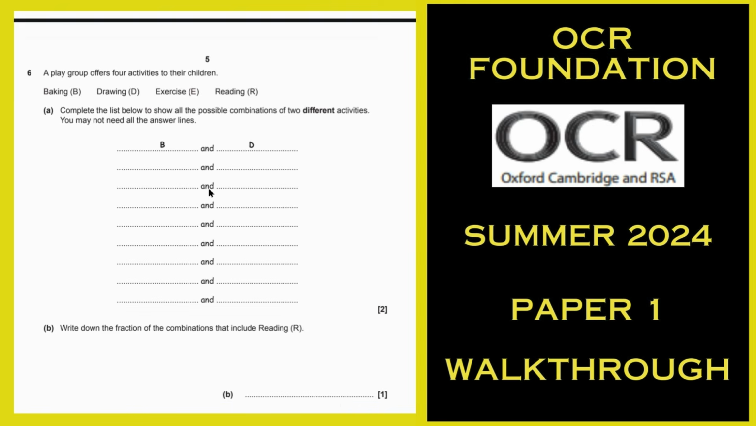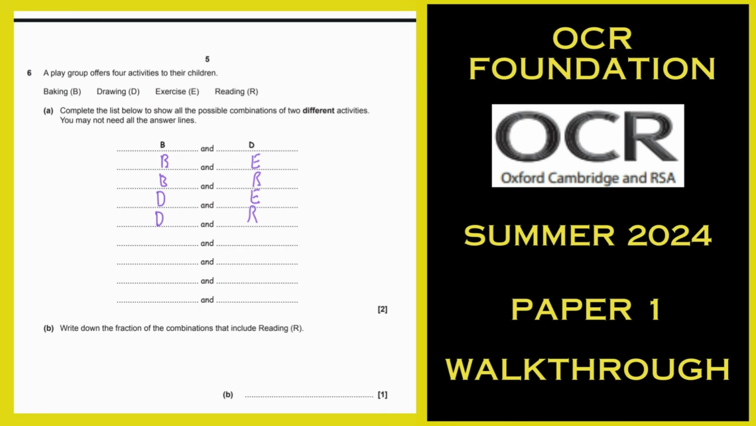Question 6, listing outcomes. Be systematic. Okay. Keep it simple. They've started with B, carry that on. B with E, B with R. That's run out of options for B, so we move on to D. D with E, D with R.